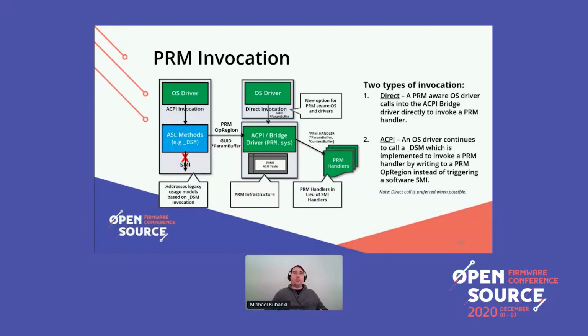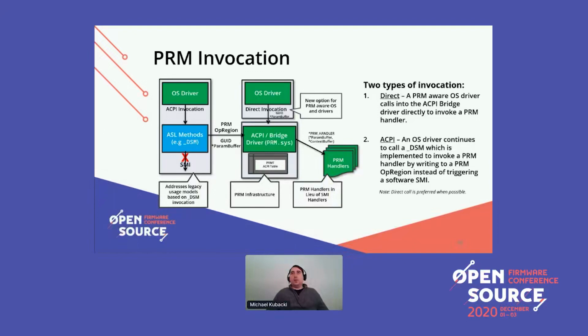It would put the GUID for that handler into the data buffer, and maybe some information that it needs to give to the handler, for example that it might read a register and pass that data to the handler through what's called the parameter buffer. Then it gives that information to what's called the PRM bridge driver. We call it PRM.sys in Windows. That bridge driver would use that information to invoke the PRM handler.